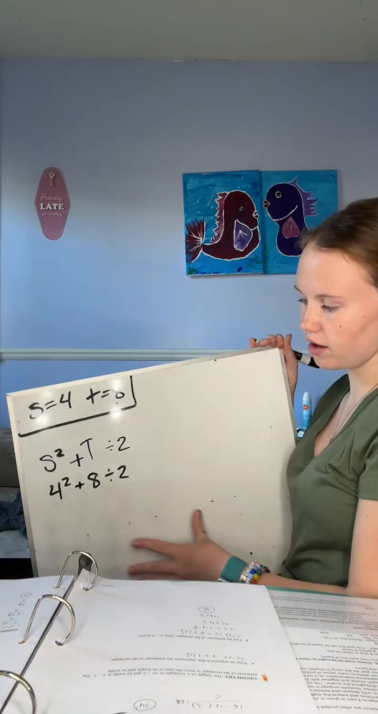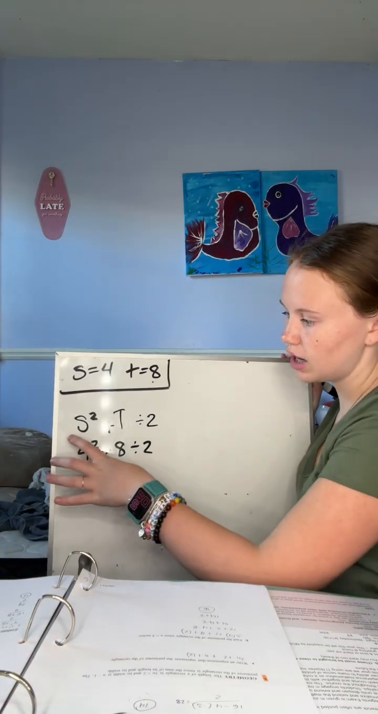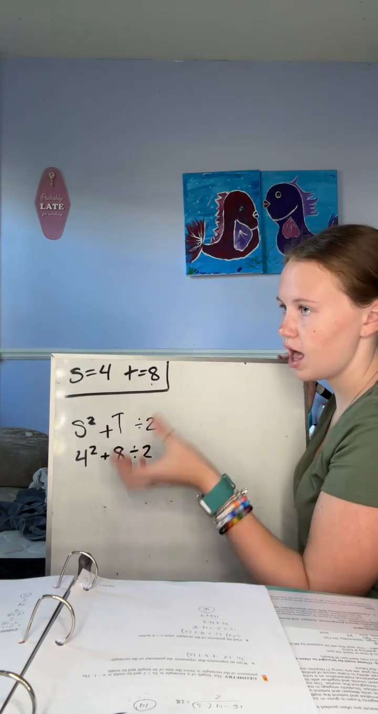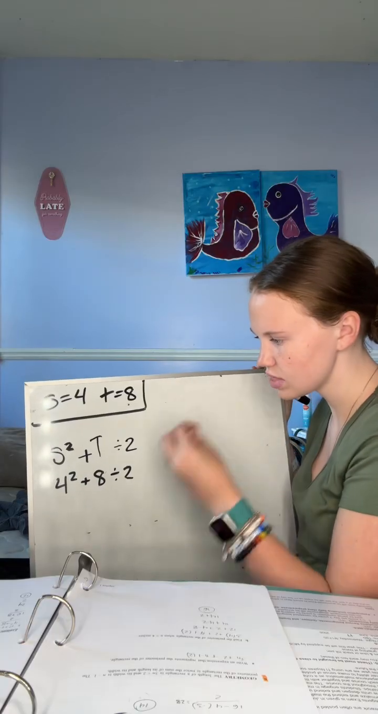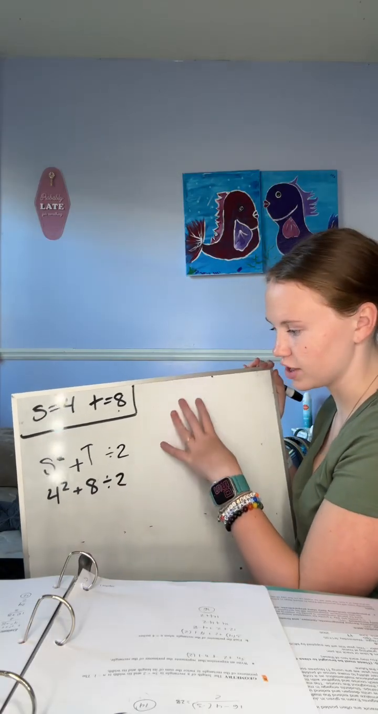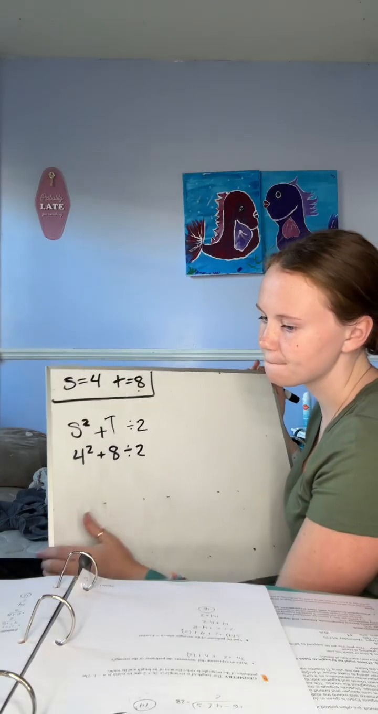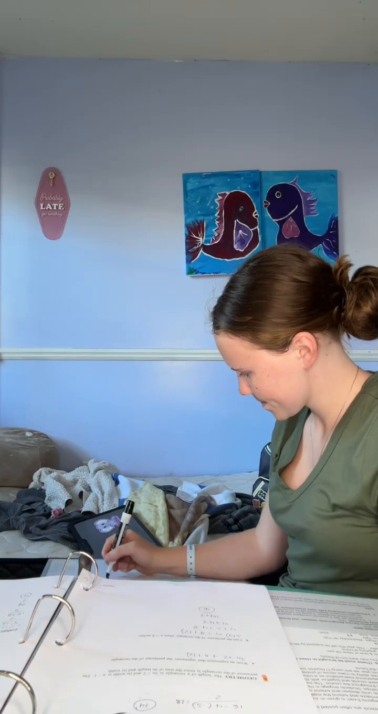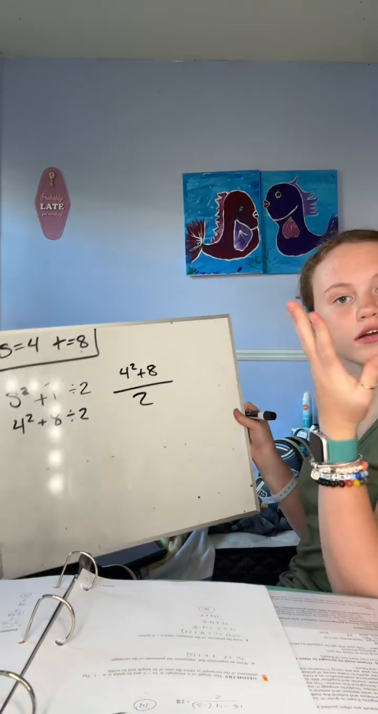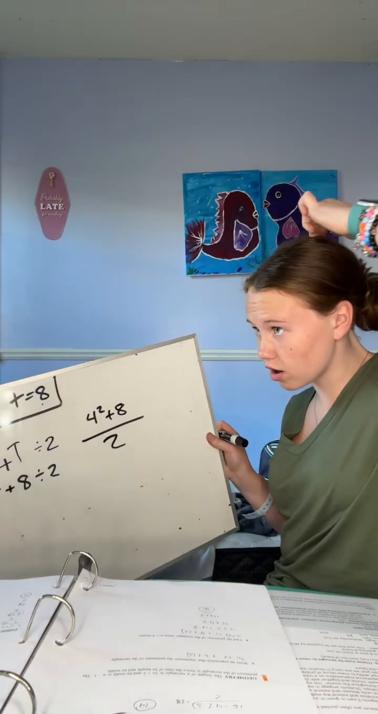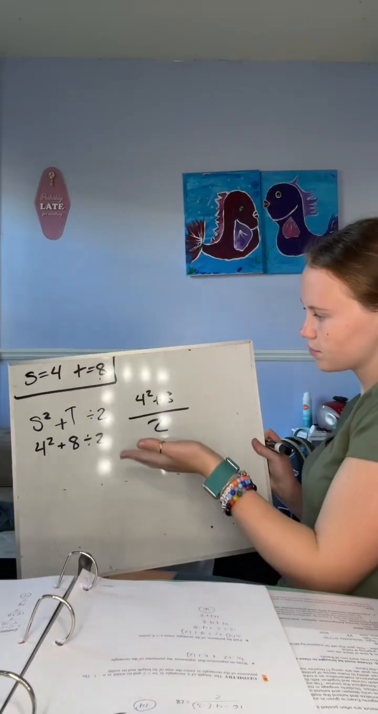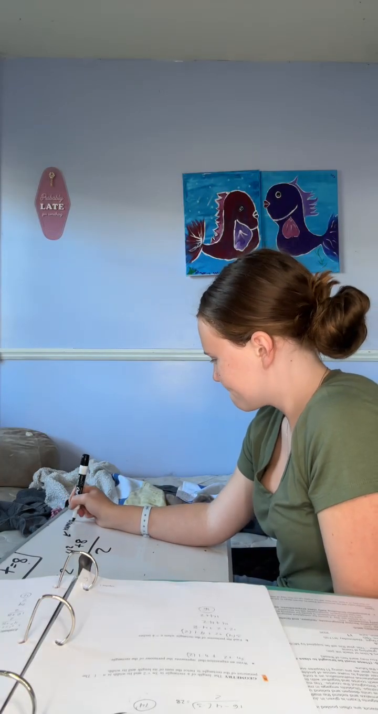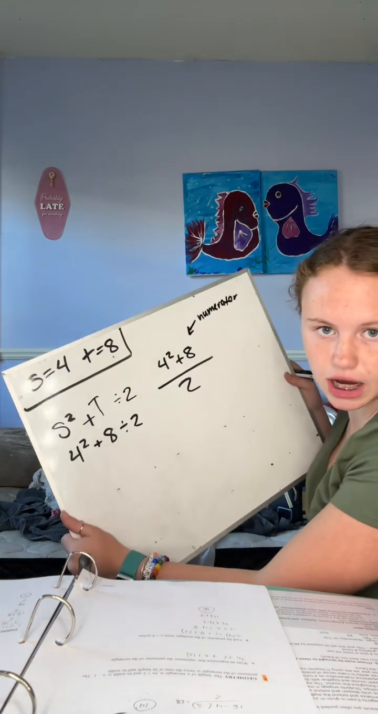Alright, I now have done it. So your s to the second turns to 4 to the second, plus t turns into plus 8, and then your divide by 2 stays the same. There's a better way of writing this, so I'm going to write it over here, and that's what we're going to solve it with. Because essentially, fractions are division. So I'm going to start by solving my numerator first, which is the top numbers.